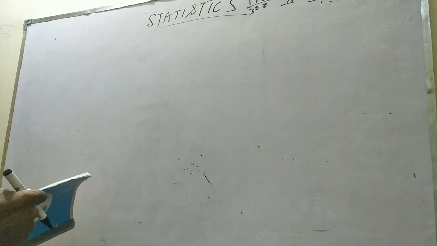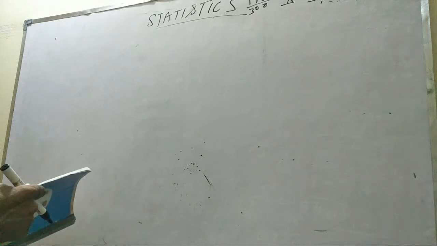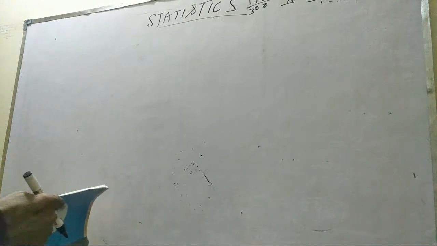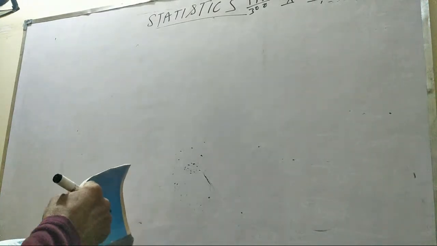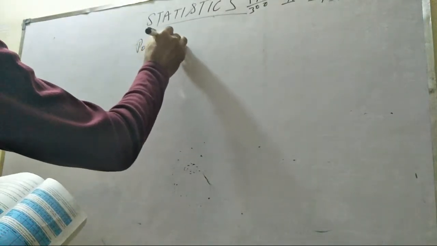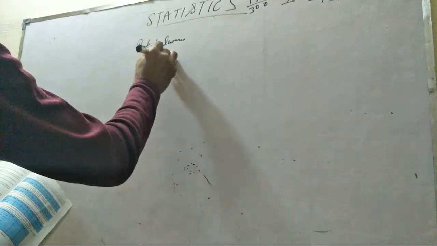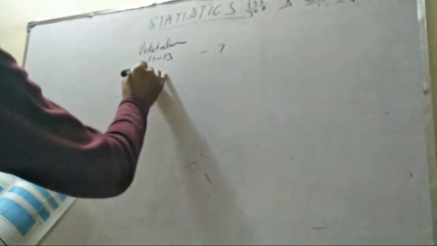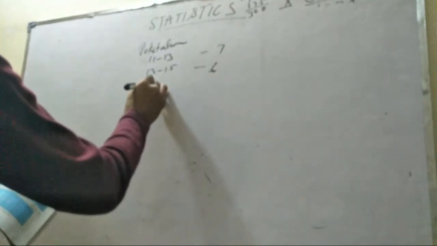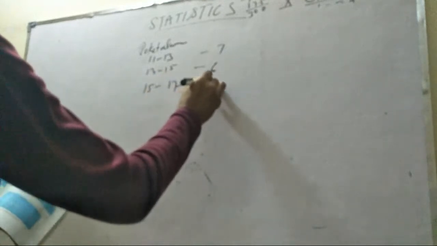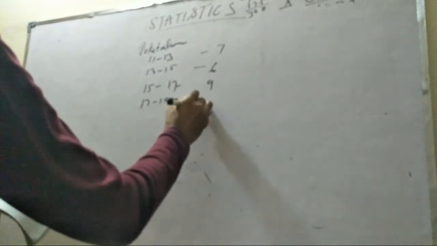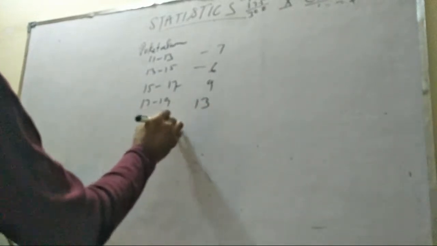The following distribution shows the daily pocket allowance of the children of a locality. The mean pocket allowance is 18. First of all, the pocket allowance classes: 11 to 13 rupees has 7 children, 13 to 15 has 6, 15 to 17 has 9 boys, 17 to 19 has 13, and for 19 to 21 we do not know the frequency.